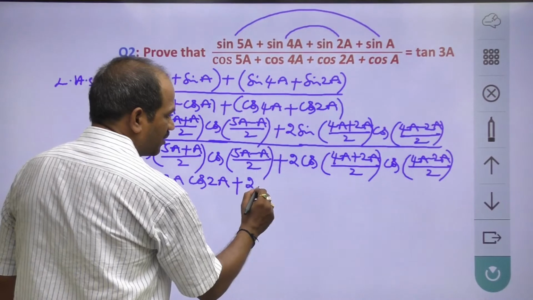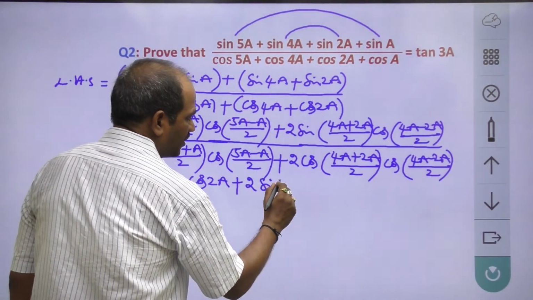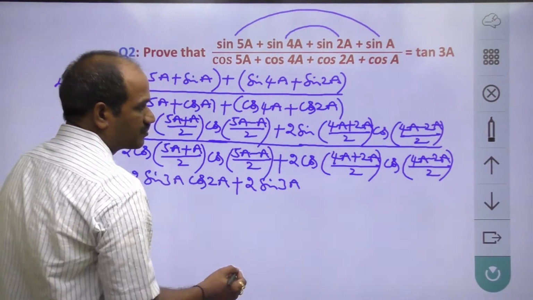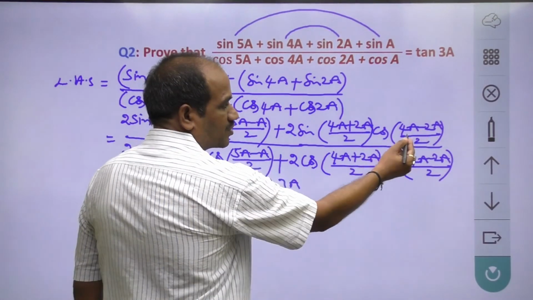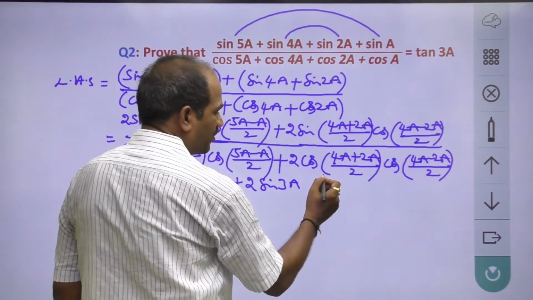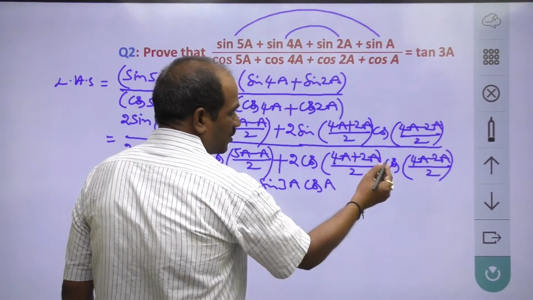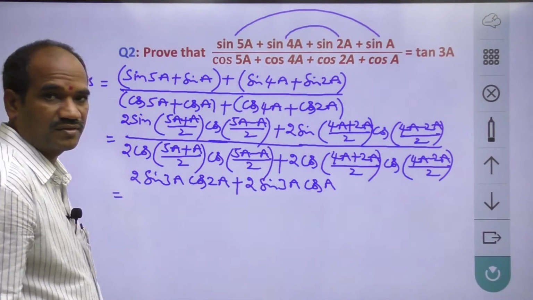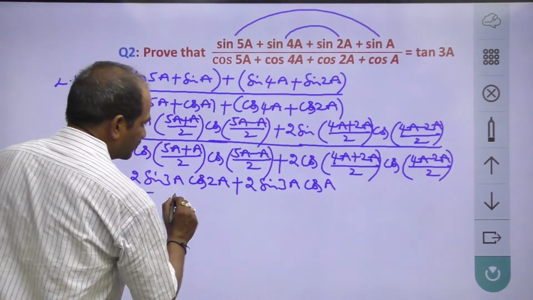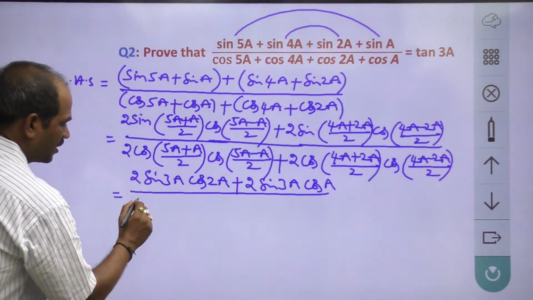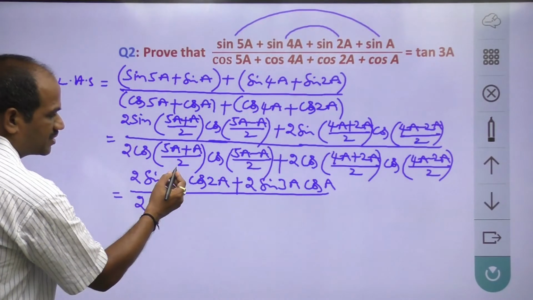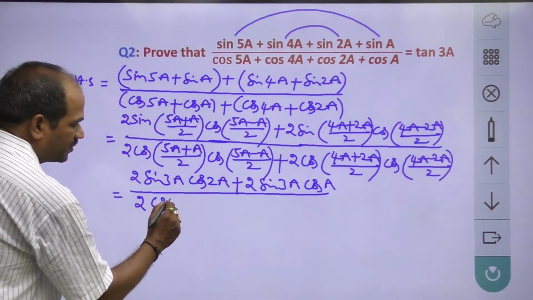So that is equal to 2 into sin of 3a. Next, cos of (4a minus 2a), 4a minus 2a is 2a, 2a by 2 is cos of a. The 2 gets cancelled, so cos a. In the denominator, that is 2 into cos of 6a by 2, so that is cos of 3a.